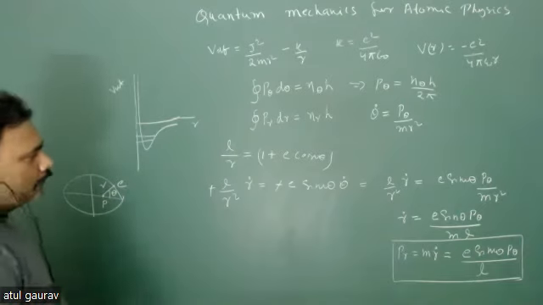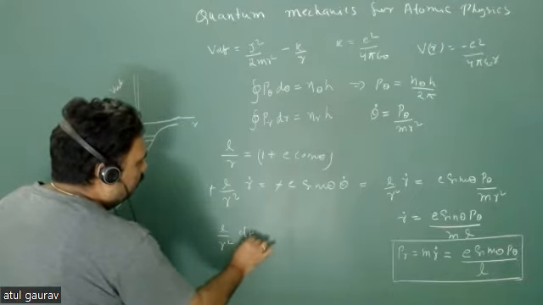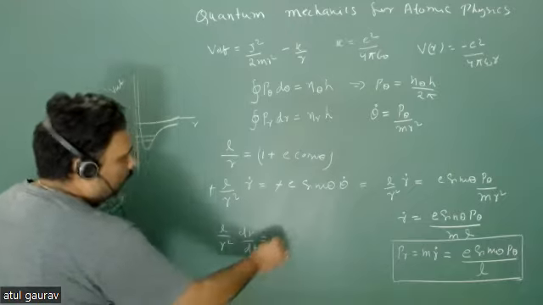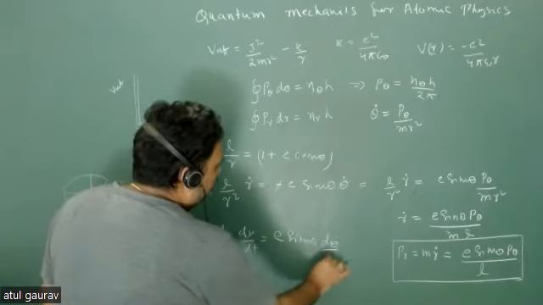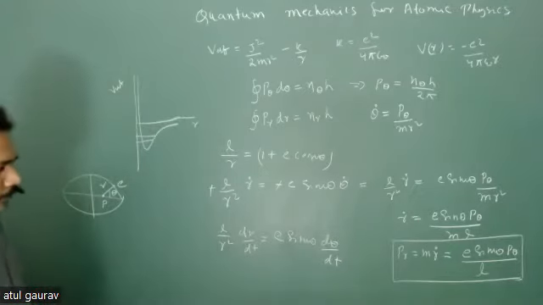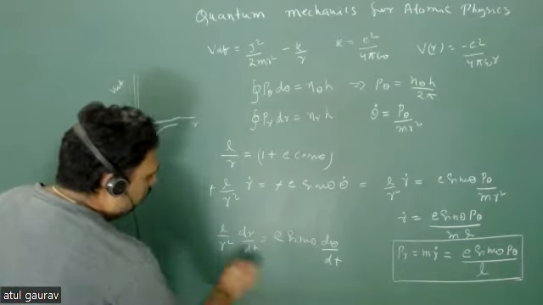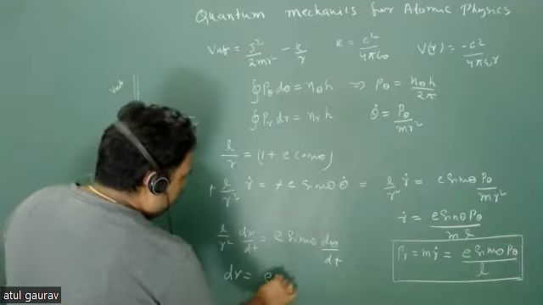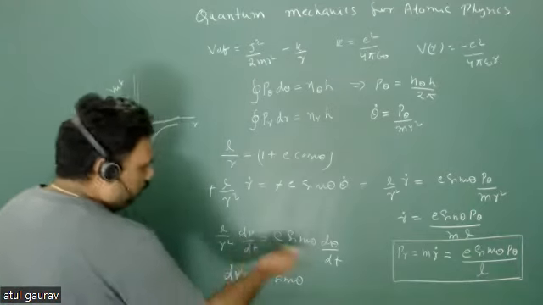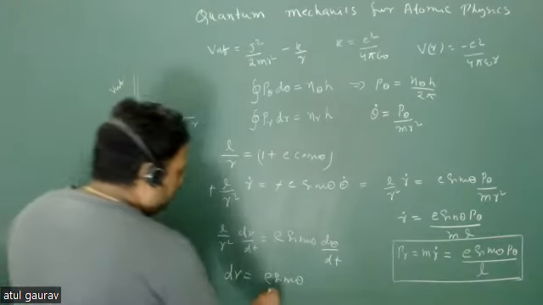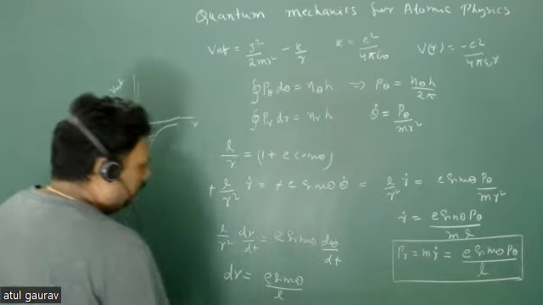And now if you go for this particular derivation, you can write L upon r square dr upon dt is equal to E sin theta d theta upon dt. Can you write this? Yes sir. And from here you can write dr. What is the value of dr? dr is equal to E sin theta, and dt you can just compare to each other. So this will be E sin theta upon L.